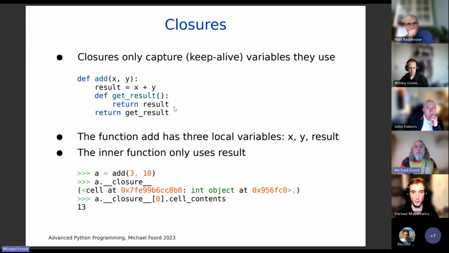And closures only close over the variables they're using. In this example, get result closes over result. So when add exits, this is delayed evaluation, x and y will be garbage collected, but result will be kept alive. Everyone happy with that?